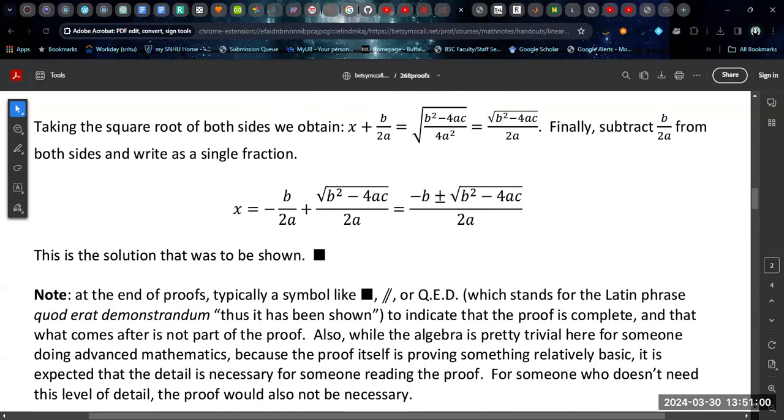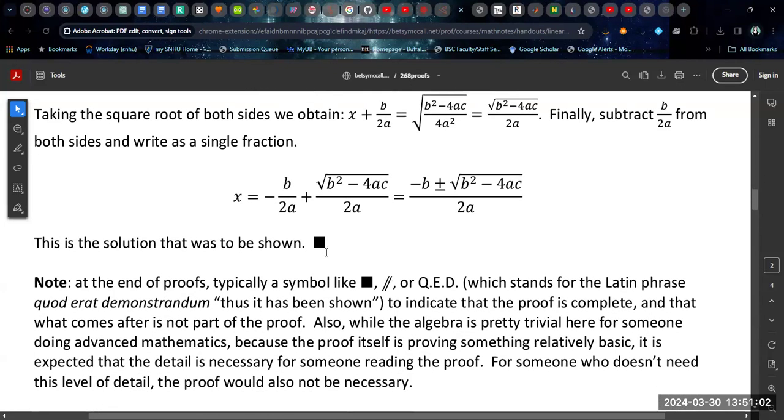Now, typically at the end of a proof, you will mark it with some sort of symbol. Often you'll see a little black square. Sometimes you'll see a double slash. Sometimes you'll see QED. This just means thus it has been shown. It stands for quod erat demonstrandum, which is just the Latin for thus it has been shown. It's again just an indication that I've come to the end of the proof.